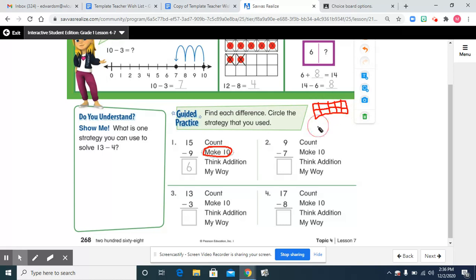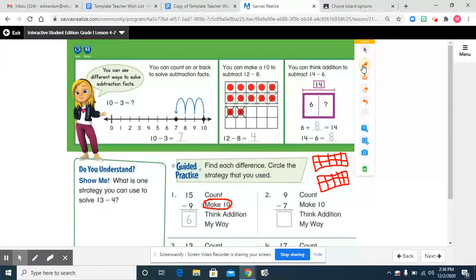Okay, there's 1, and there's 2. Now the first number in the equation is 15, so let's put 15 counters in our 10 frame.